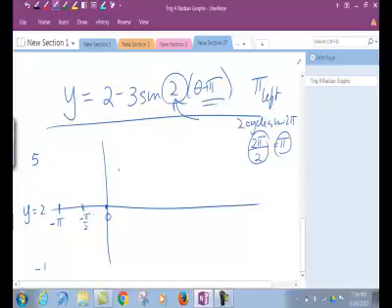Okay, so halfway between -pi and 0 is -pi over 2. Halfway between -pi over 2 and 0 is -pi over 4. And halfway between -pi and -pi over 2 is -3 pi over 4. All right, and then because it's the sine, I start in the middle. Because it's the opposite of the sine, I'm going to flip it. And so my nice sinusoid should look like that. Okay, great.